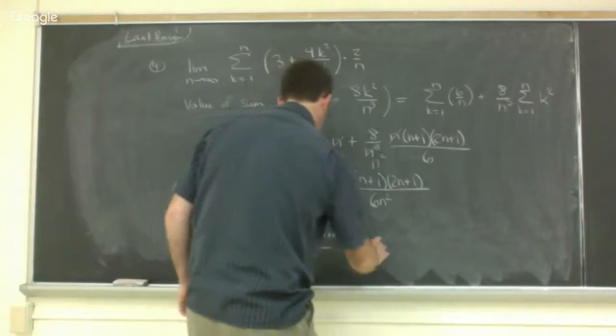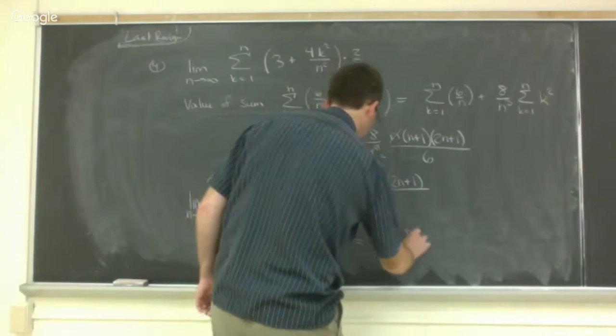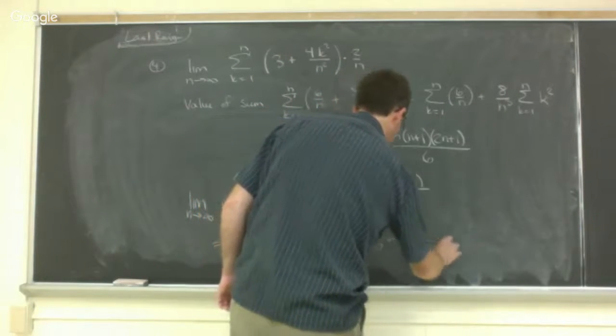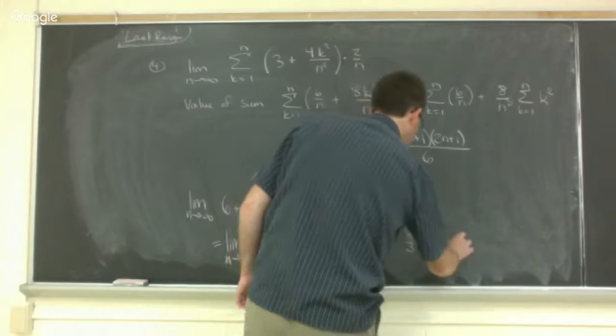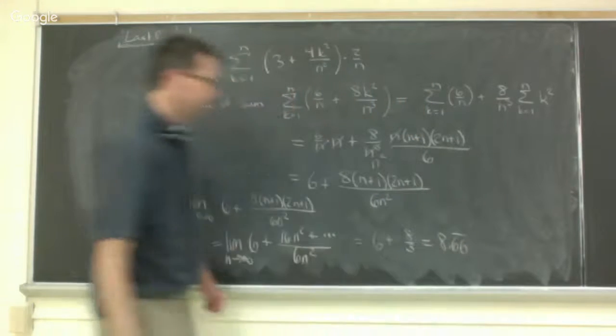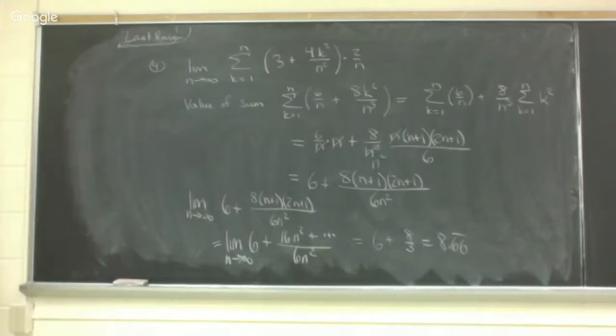So we'll get 6 plus 8/3, that's 8.66 repeating forever.